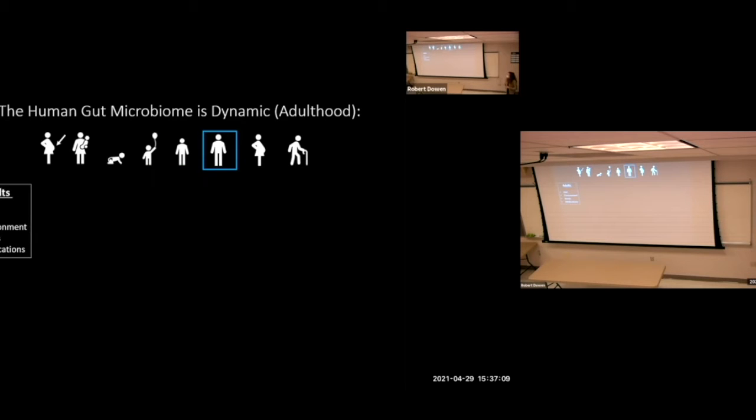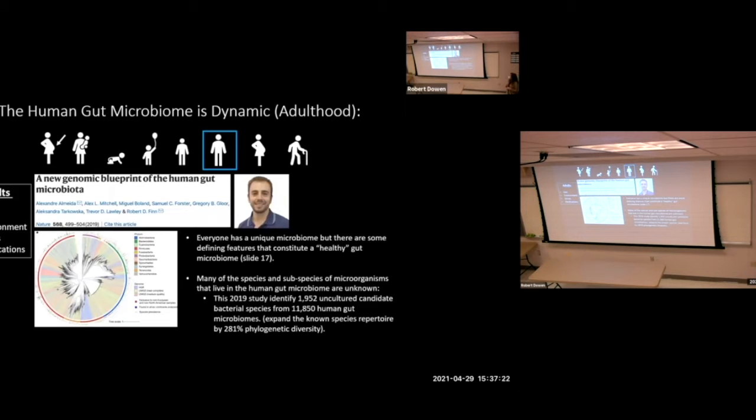In adulthood, what becomes important to the homeostasis of your gut microbiome is your diet, your environment, again, your stress level, and then what medications you take. And I want to take a minute here to share that we actually don't have that great of an idea of all of the different types of bacteria that inhabit the human gut microbiome.